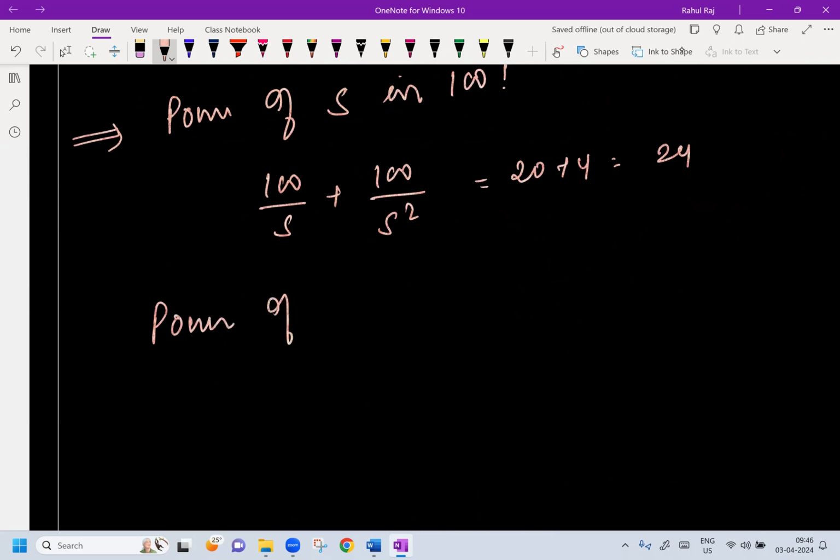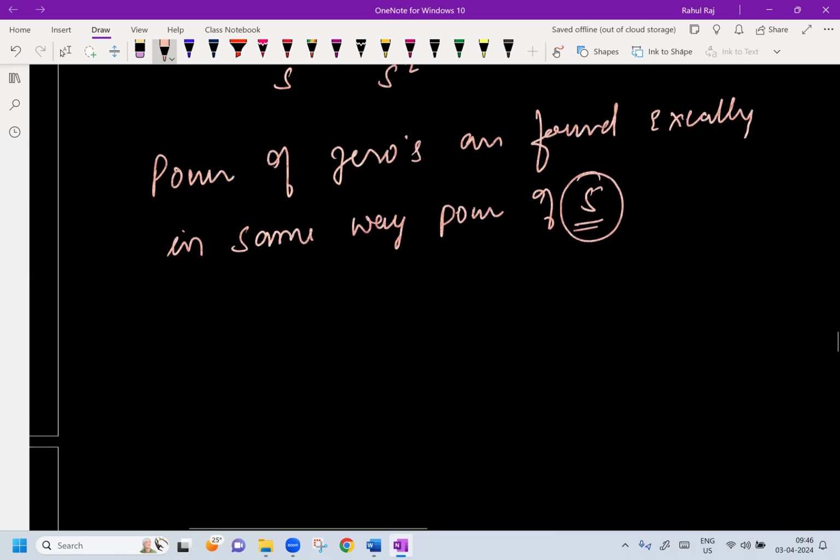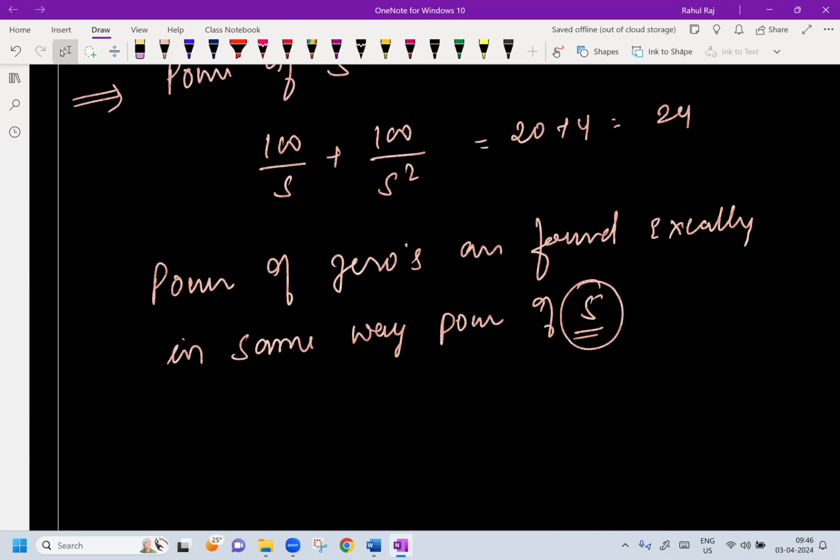The power of zeros means the number of zeros at the end of 100 factorial. The power of zeros is found exactly in the same way as the power of 5. If you want to understand why the power of zeros is divided by 5, then it will take a long time. You will go mad. It is enough to know that the power of zeros needs to be divided by 5.